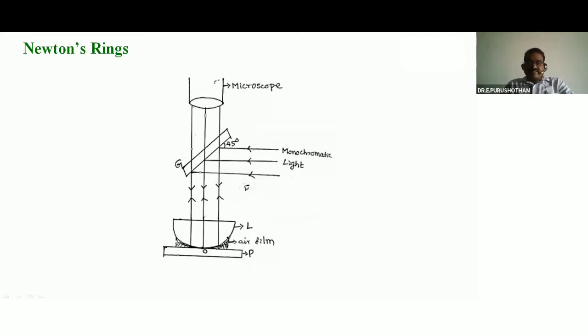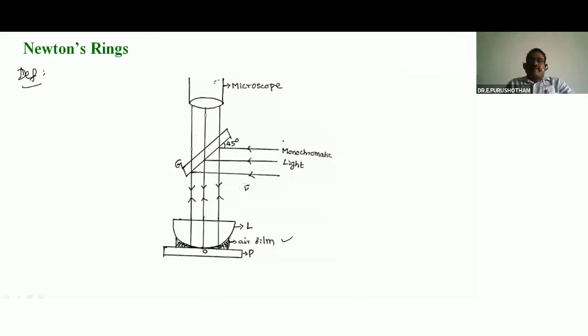Between this lens L and glass plate, this is the air film. Between these two, that is the air film. You observe here, this is the air film. Right, listen, definition. What is the definition of Newton rings?